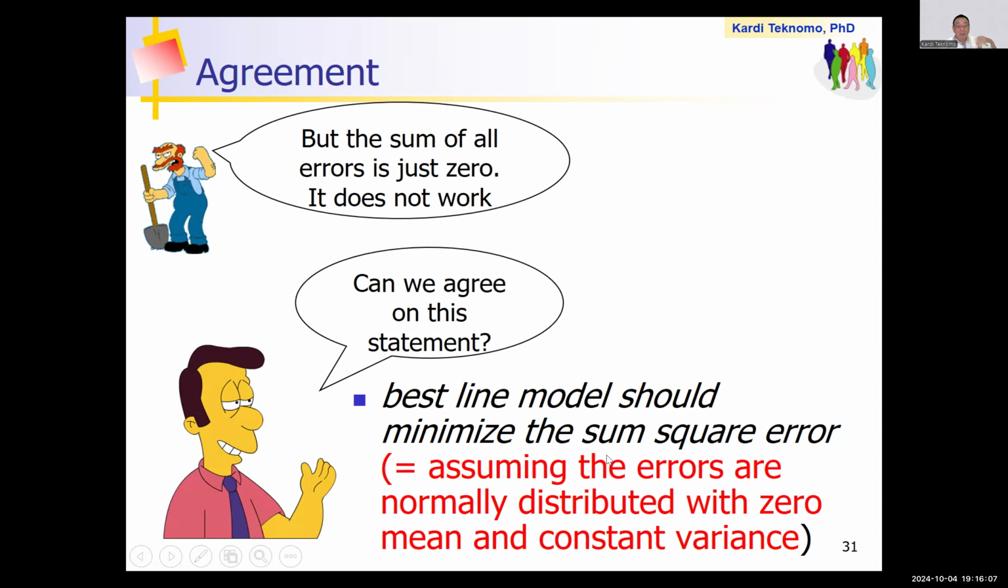Internally, you are actually assuming that this is normally distributed with zero mean and constant variance. When you try to calculate the sum of error, it will not work because the sum of error will always become zero. That's why you need to square the error so that it will not become zero.